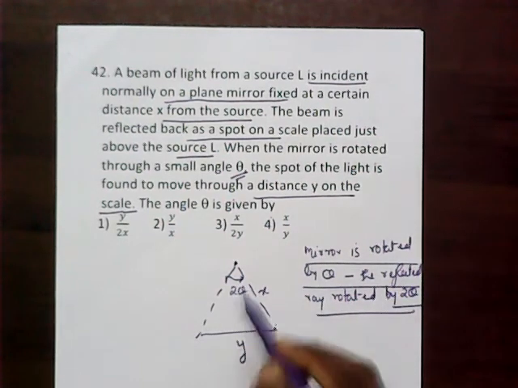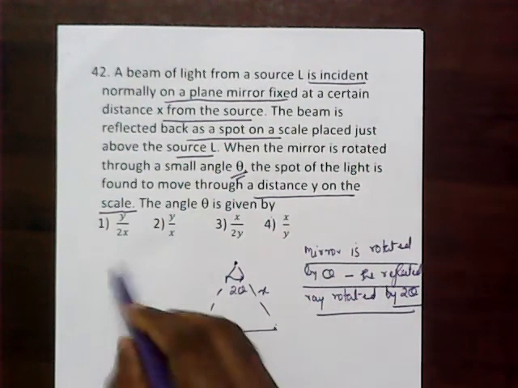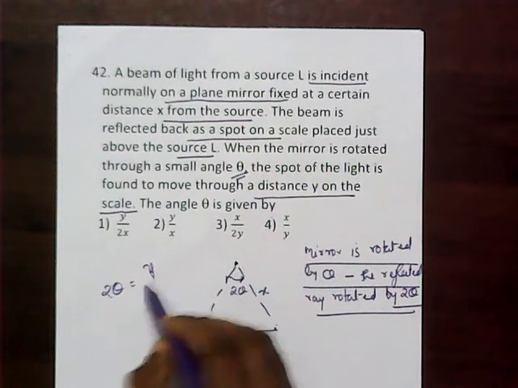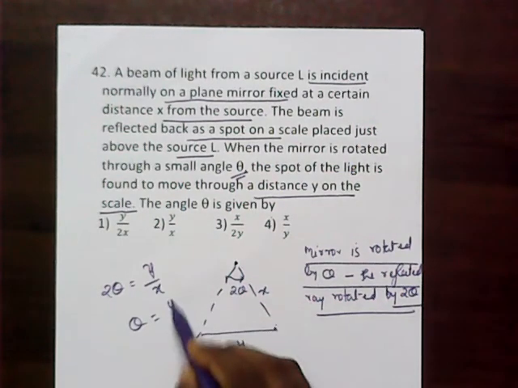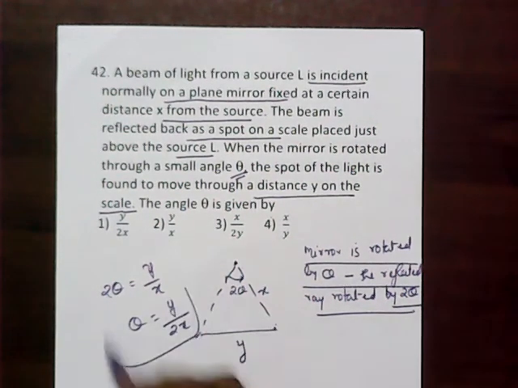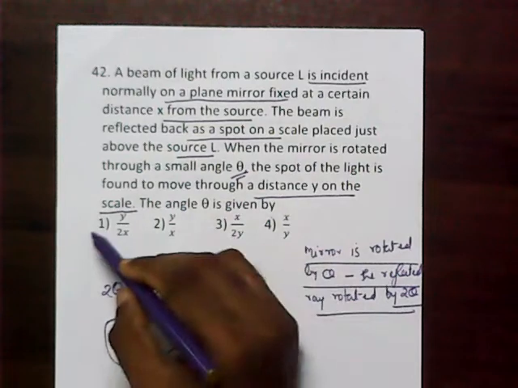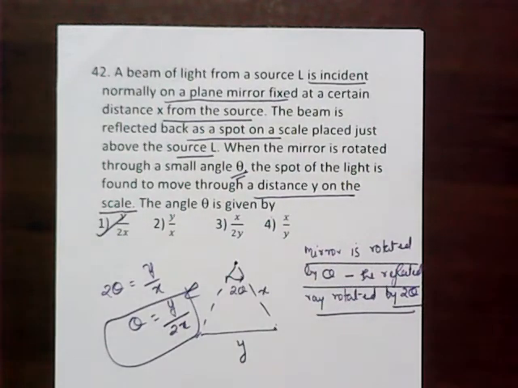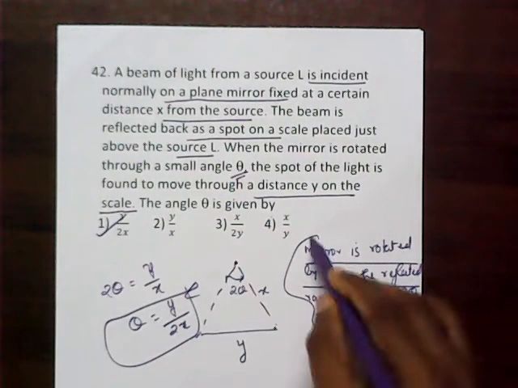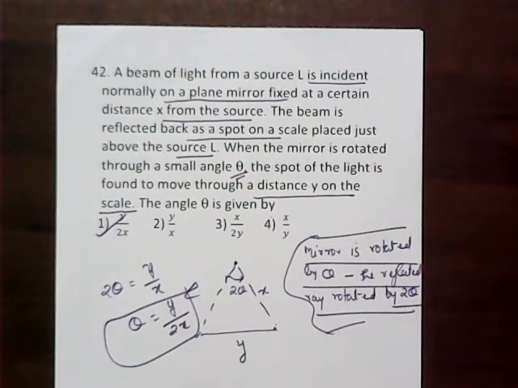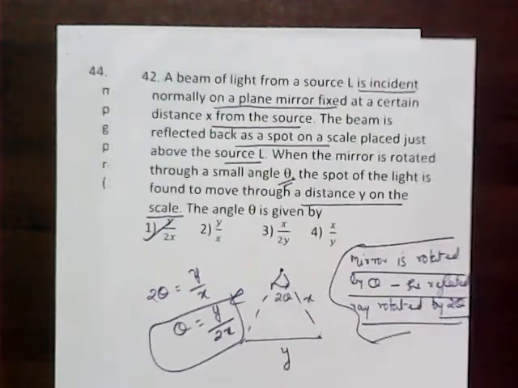Therefore, this angle becomes 2 theta. So we can take the angle equal to arc by radius. So theta takes the value y by 2x. So you get the answer as 1. A good question, but this concept is important with respect to the plane mirror. Number 43.